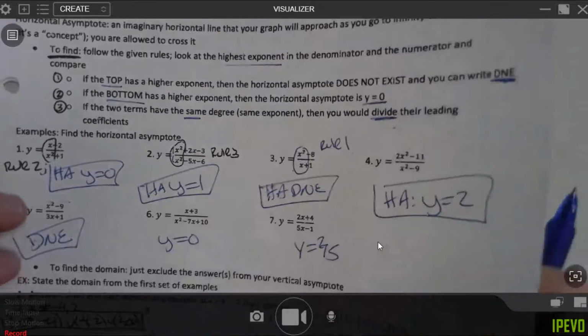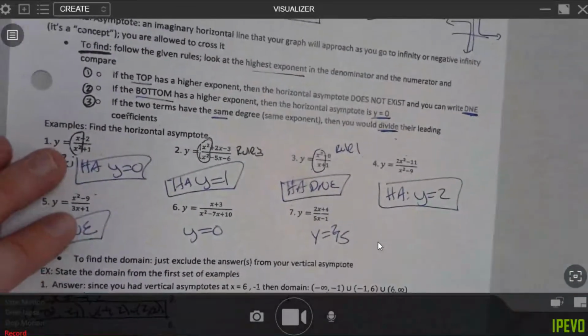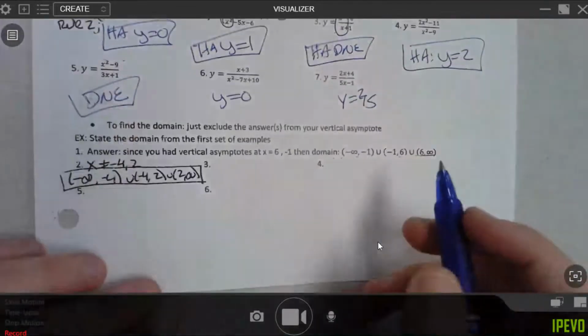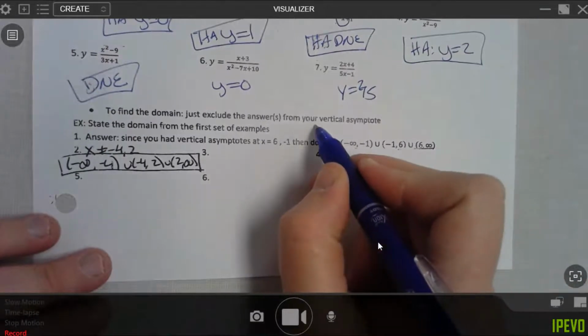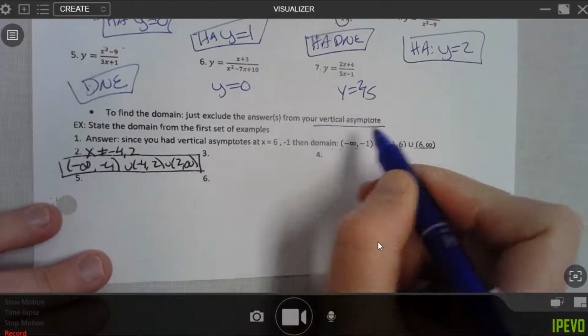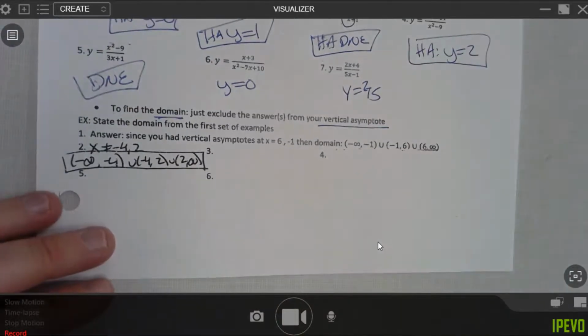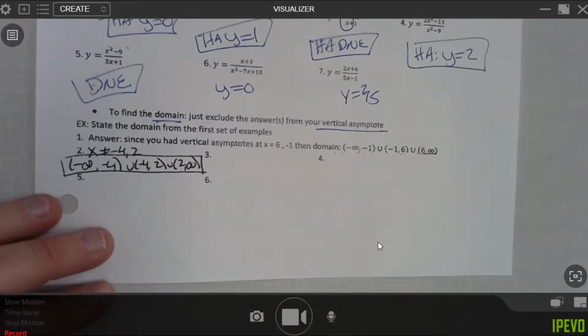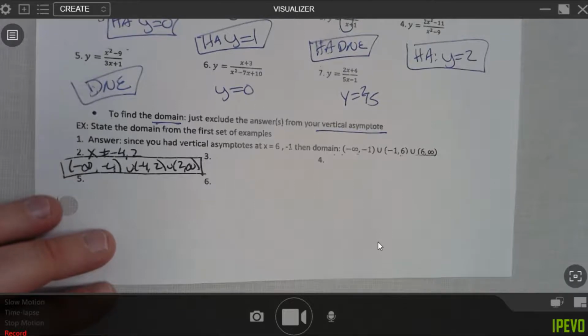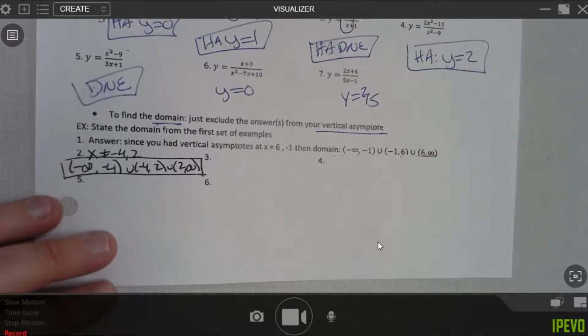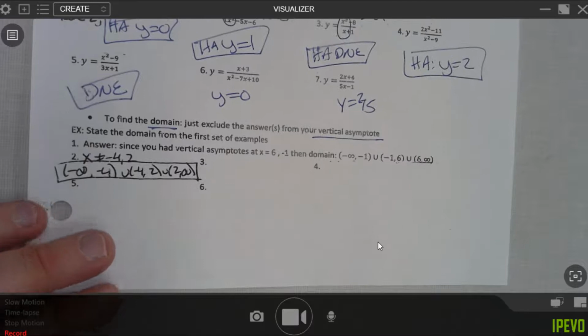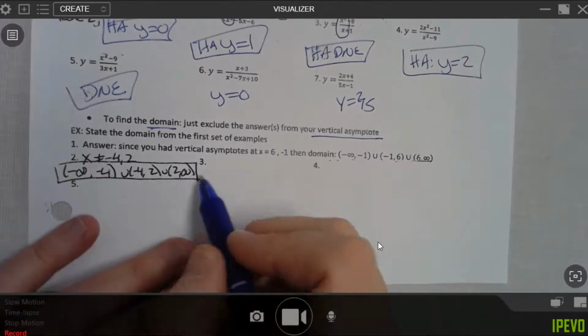All right, so last thing, when we talk about domains and ranges, is that we just need to exclude our vertical asymptote. So vertical asymptote gets excluded for the domain. We're going to eventually learn that you can exclude for your range or horizontal asymptote sometimes, but it doesn't always work every time. Domain is every time. So it's whatever it was.